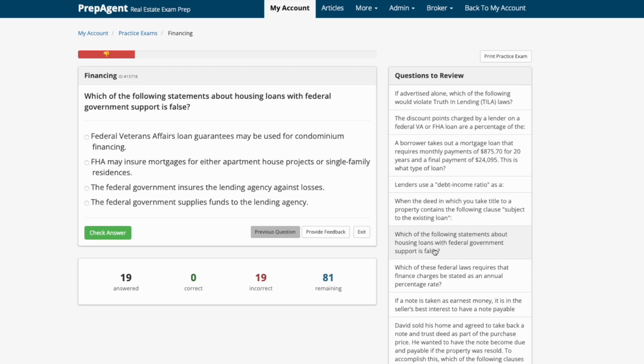Which of the following statements about the housing loans with federal government support is false? Federal Veterans Affairs loan guarantees may be used for condominium financing. FHA may insure mortgages for either apartment house projects or single-family residences. The federal government insures the lending agency against losses. The federal government supplies funds to the lending agency.